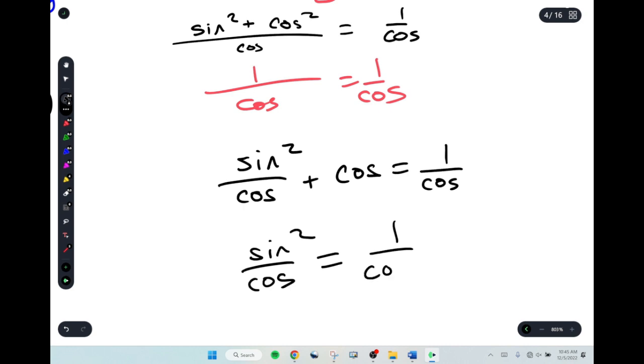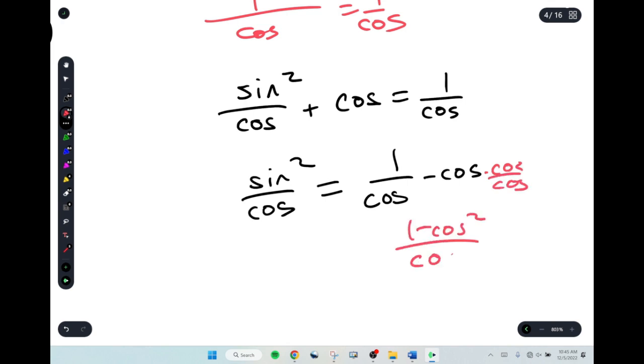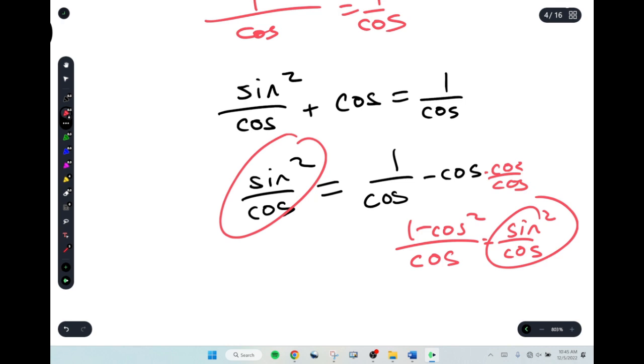Equals 1 over cosine. Well, I've run into the same problem. That stinks, I didn't know that was going to happen. But they're both cosines, so you basically do the exact same thing, which is multiply by cosine over cosine. You get 1 minus cosine squared over cosine. What is 1 minus cosine squared? Sine squared over cosine. Oh, look at that. You end up in the same spot. It's always going to end up in the same spot. There's no right way to do it.